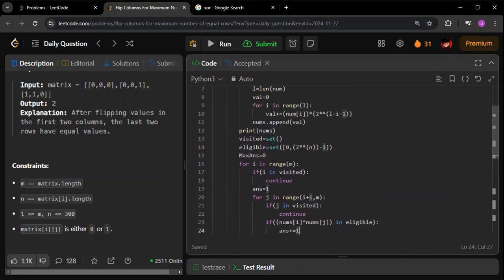If you see the visited set, the idea here is that a particular index will be visited only once. If a particular index is visited, it will not be included again.